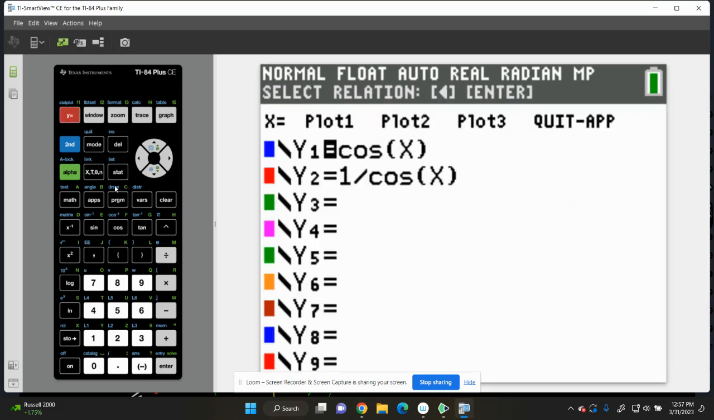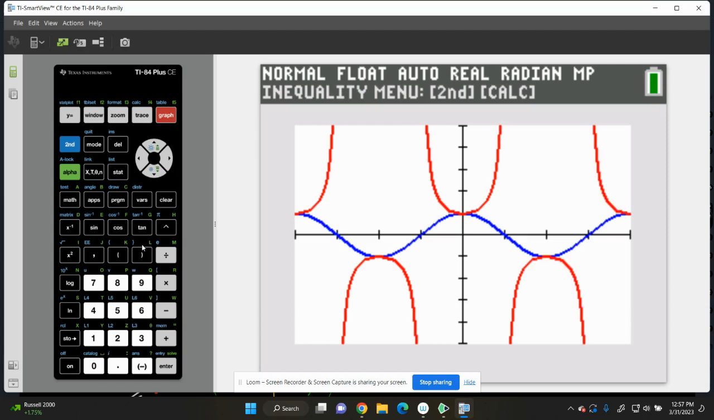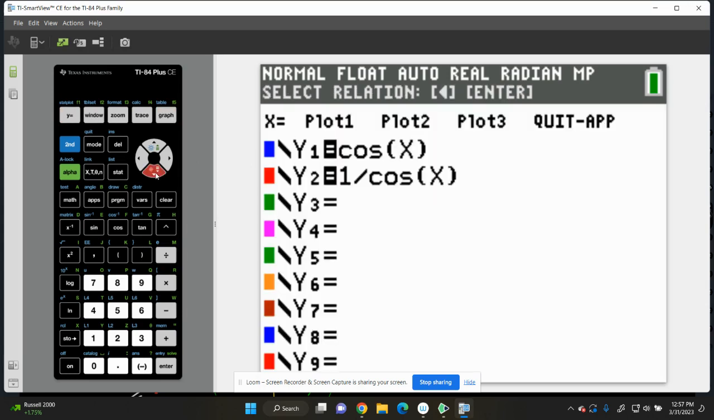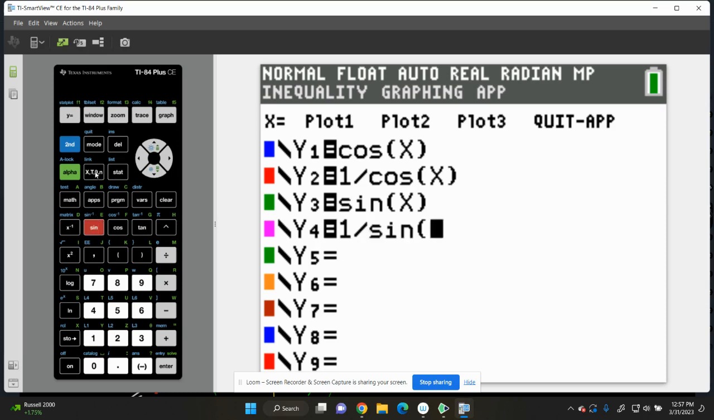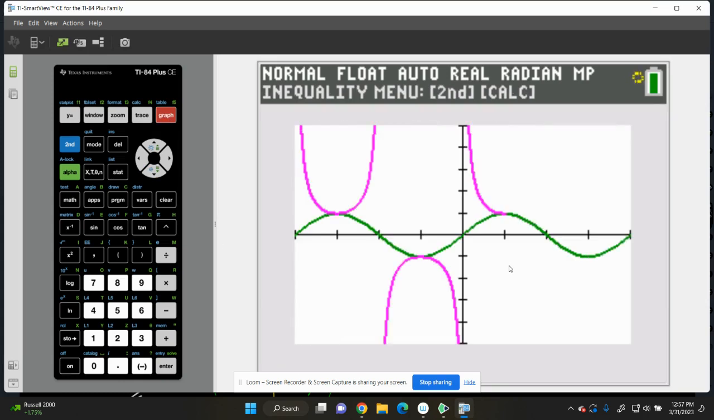So now let's graph our secant. Same thing happens. But what's the difference? It's shifted over. Okay? Let me just show you. I'm going to put sine. Here's my sine x, and here's my 1 over sine. You kind of have to watch, all right? So here's sine and cosecant. This is the one we graphed before.